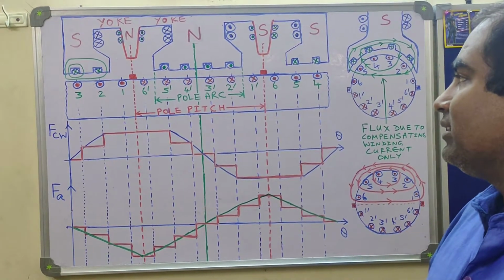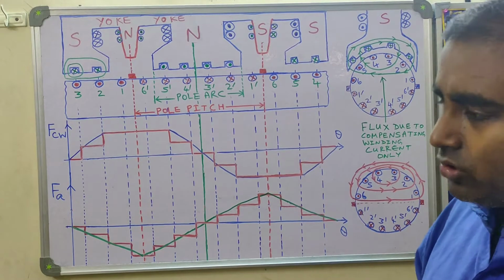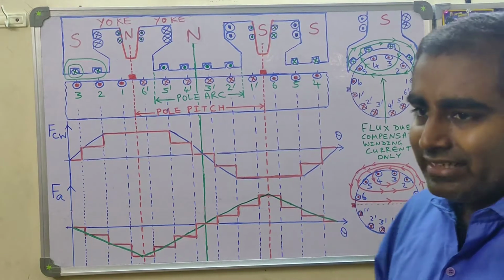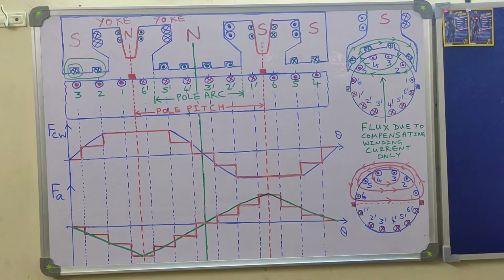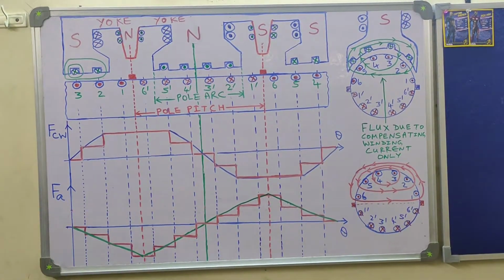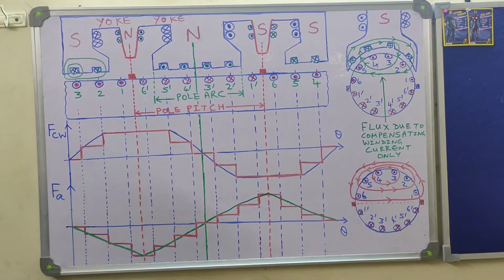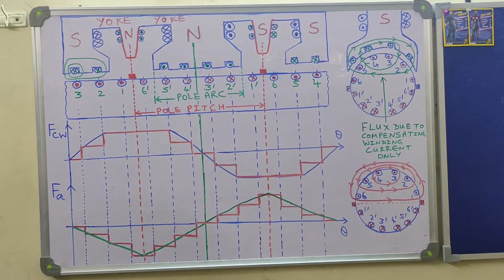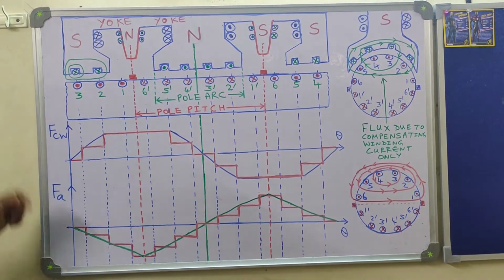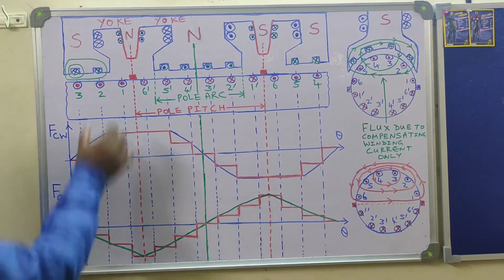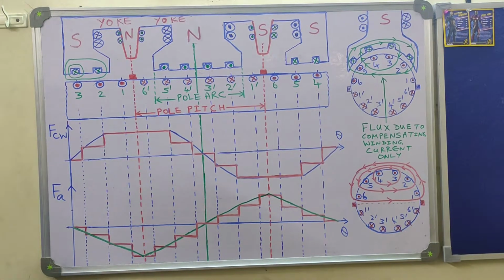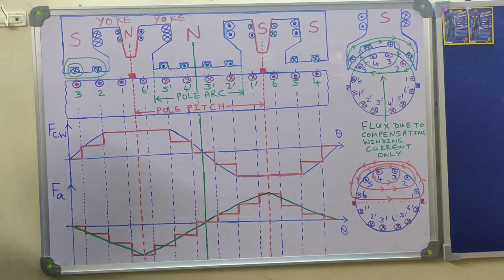So that huge distortion of the field flux waveform has to be taken care of, and that is taken care of by the use of compensating winding. One can always argue that we have used interpoles in a DC machine. Now interpoles in a DC machine are effective only along the interpolar axis, or in other words, they are only effective in the commutation zone. This particular zone is known as the commutation zone, that means the area where the coil is undergoing commutation.